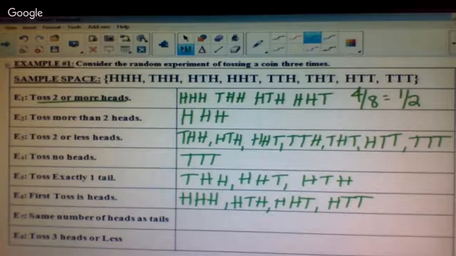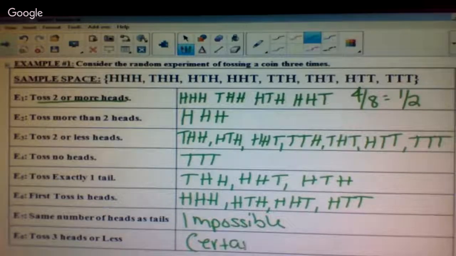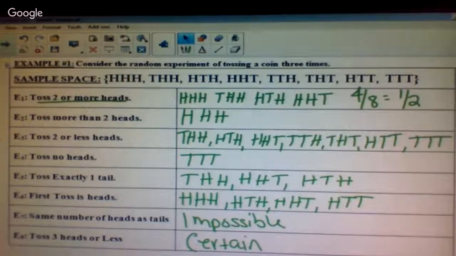What about the same number of heads as tails? That'll never happen. This is your impossible event. And what about tossing 3 heads or less? That's all of them. So we call this certain, because everything from the sample space is used.